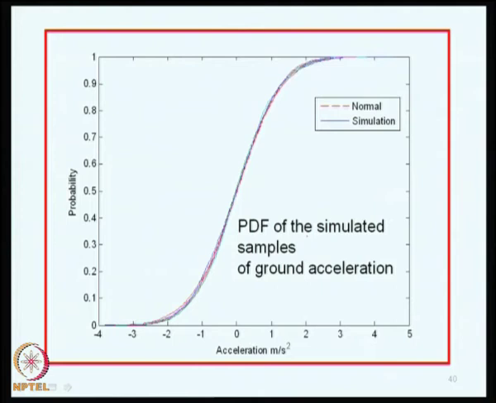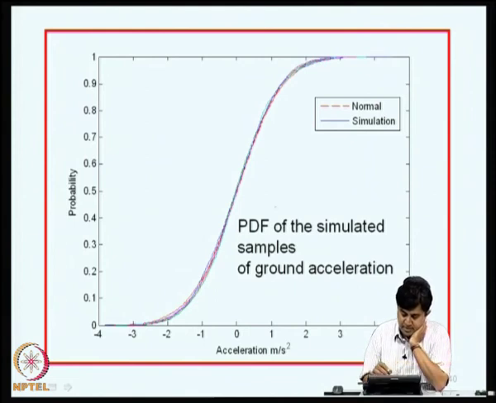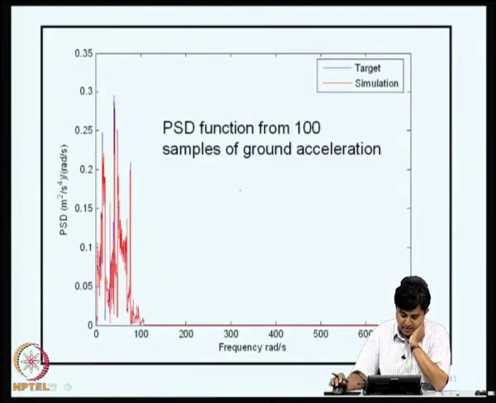So, just to make sure that we are simulating correctly, in this slide we are showing the probability distribution of the simulated samples of the ground acceleration, and there is a red line which corresponds to the normal distribution, that is the target, and blue is the simulation, and they compare. I mean, these different time histories are superposed on each other and they show reasonably good mutual agreement.